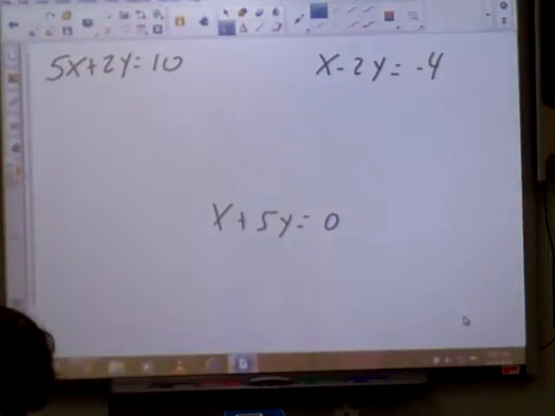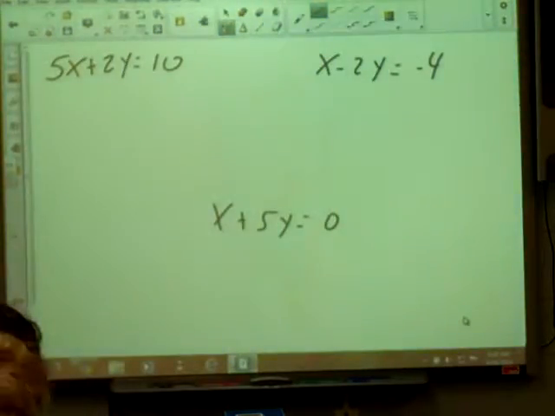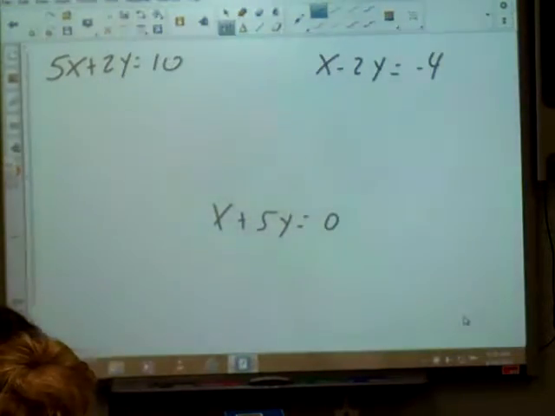How did we start when we graphed these earlier? What was it I said that we did? Found the intercepts. So that's how you're starting, by finding the intercepts.